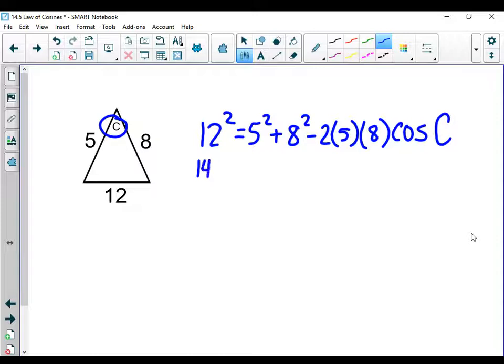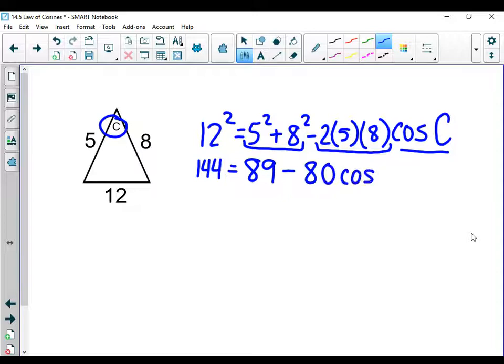So of course we have our 144. I know that I can combine these two together, but I cannot combine these with it because it is attached to this cosine of C. So I'm going to do that 5 squared and 8 squared together. And then I'm going to go ahead and do the 2, 5, and 8 together. Okay, I cannot do 89 minus 80 because that 80 is attached to the cosine of C. So I'm first going to get rid of 89.